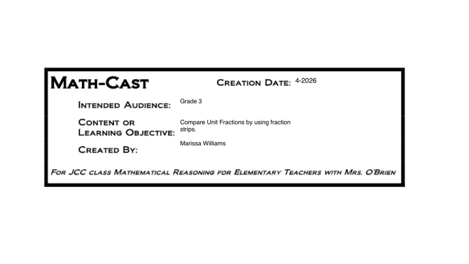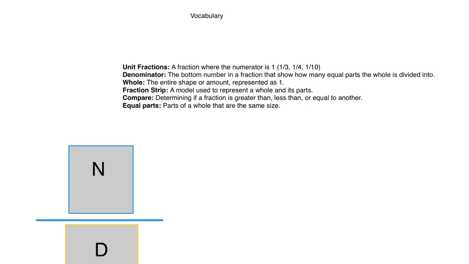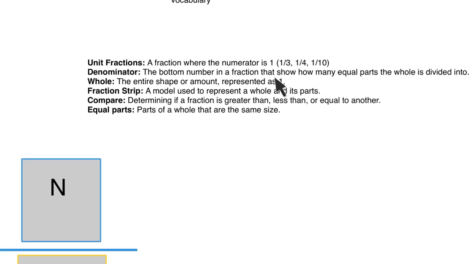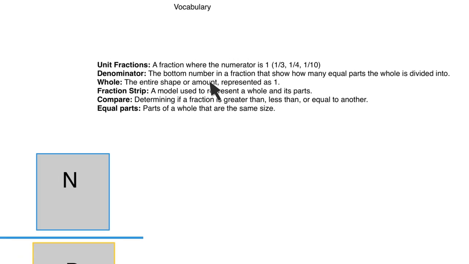Hi friends, today we're going to be learning about comparing unit fractions by using fraction strips. For this lesson we're going to have some vocabulary. A unit fraction is a fraction where the numerator is 1. For example, we have 1/3, 1/4, and 1/10, and the numerator will be the 1. The denominator is the bottom number in a fraction that shows how many equal parts the whole is divided into.